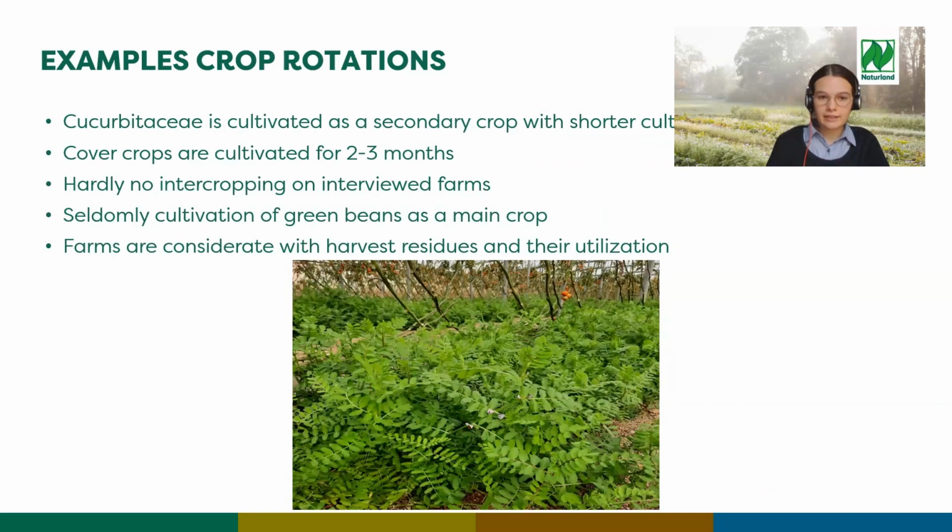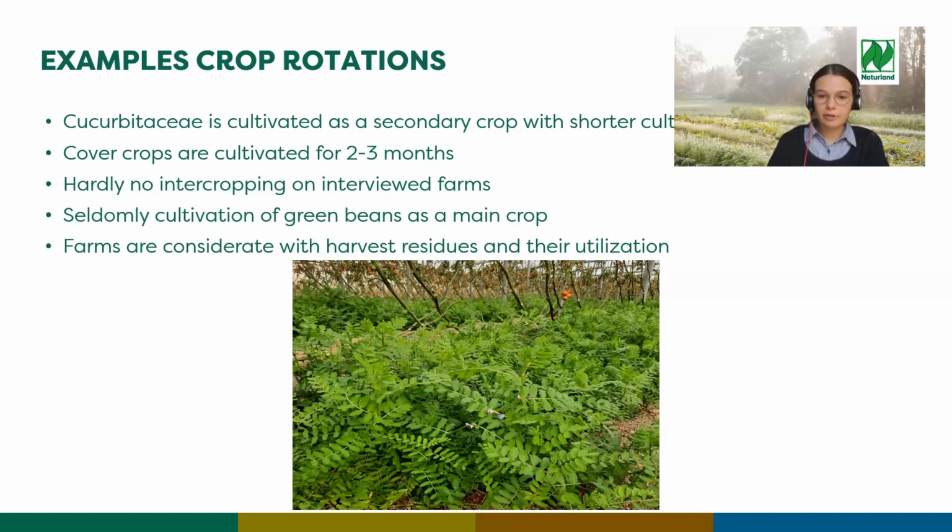And then I want to show you some further general findings regarding crop rotation when I visited the farms. There's usually in Spain a shorter cultivation period for the secondary crops like cucurbitaceae. So tomato or paprika would be around 7 months, and then in a short cycle would be watermelon or melon for 3 to 4 months, in order to have 2 crops per year.